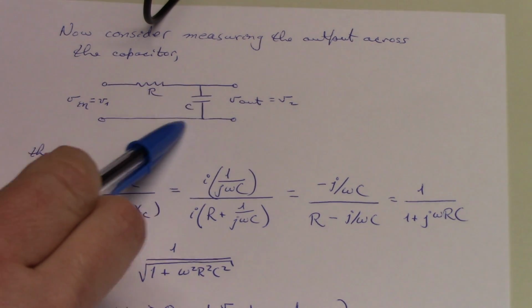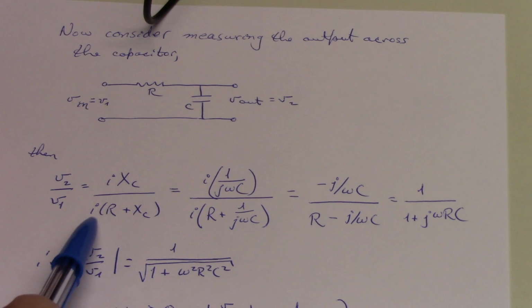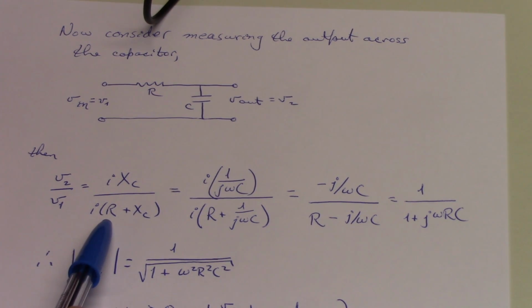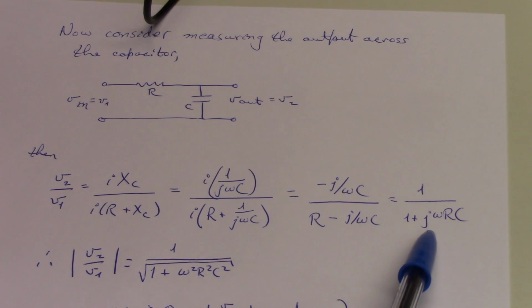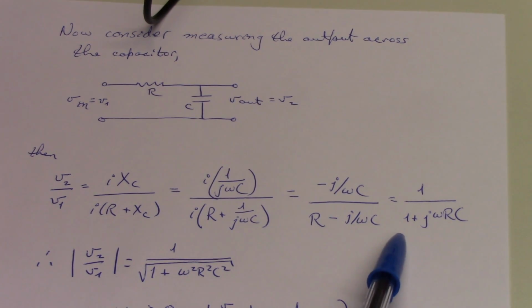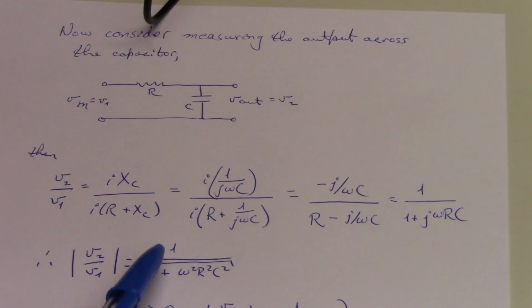Then the voltage dropped through the entire circuit is just I times the resistive component plus I times the reactive component. And when you do the algebra for that, you end up with V2 to V1 being 1 over 1 plus j omega RC. When you take the absolute magnitude of that, you end up with the modulus, 1 over the square root of 1 plus omega squared R squared C squared.